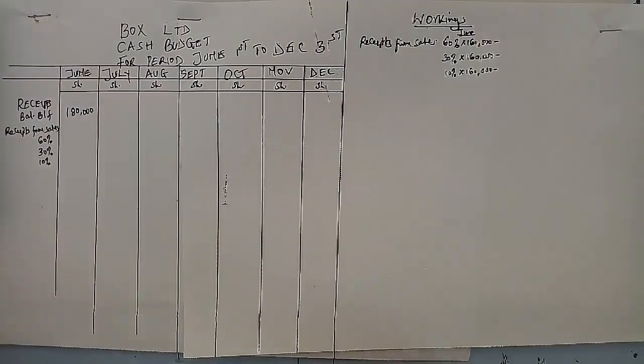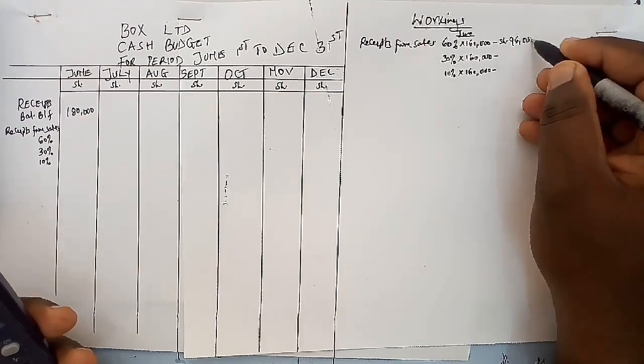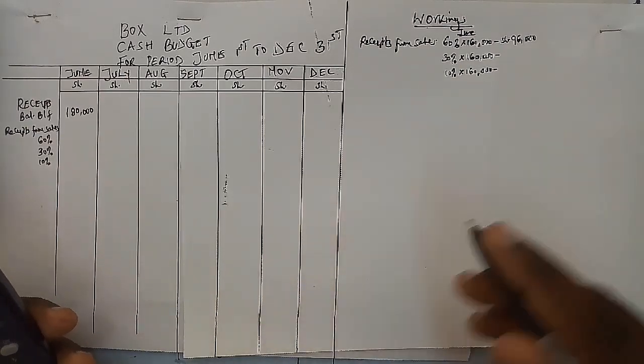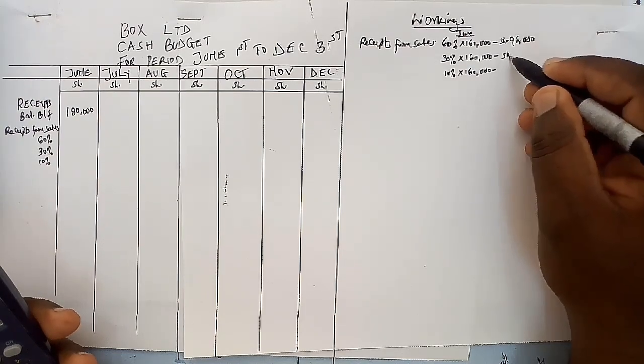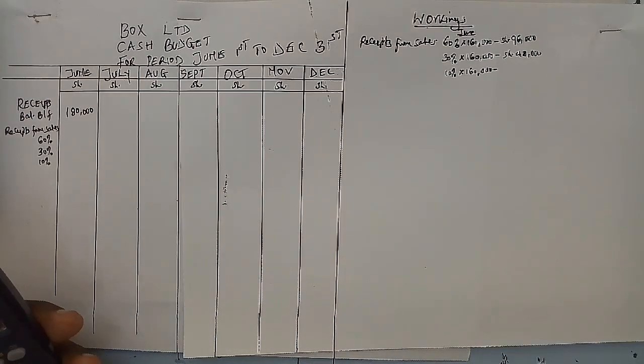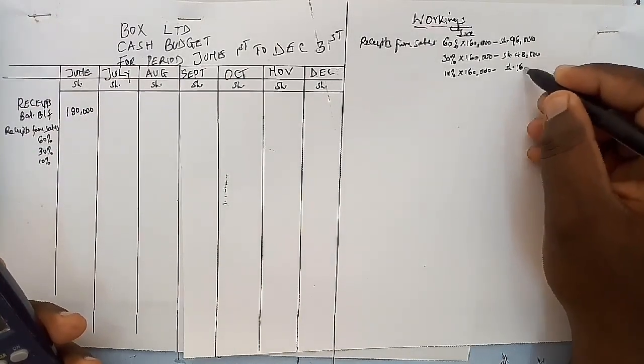So we take 60% times 160,000, that is the sales, shillings 96,000, the same or current month. 30% of 160,000 will be 48,000 shillings the following month. Then 10% after 2 months. For example, the one of June will go June, July, and will be received in August. So 10% of 160,000, shillings 16,000.